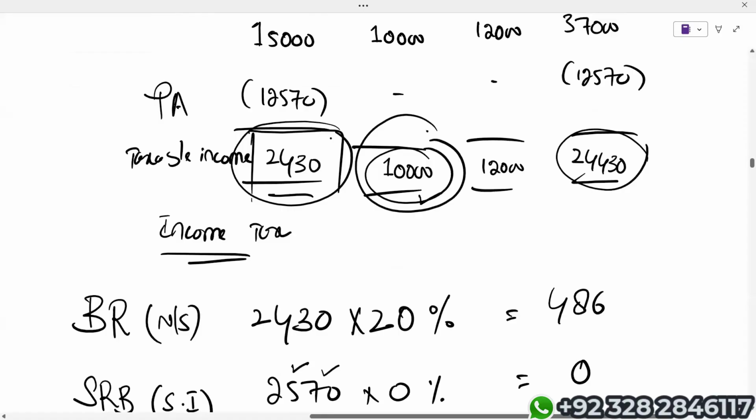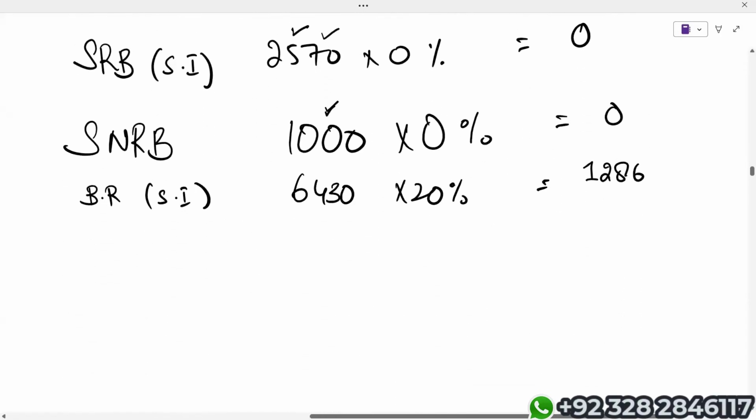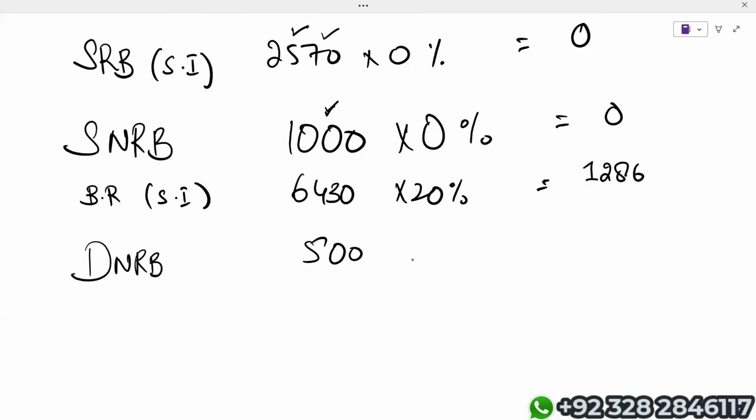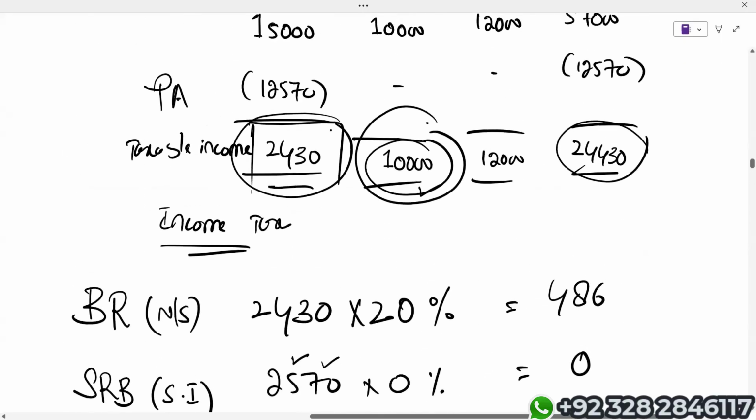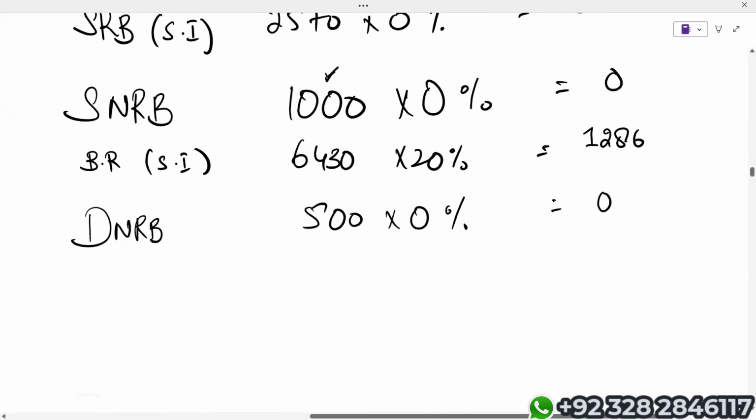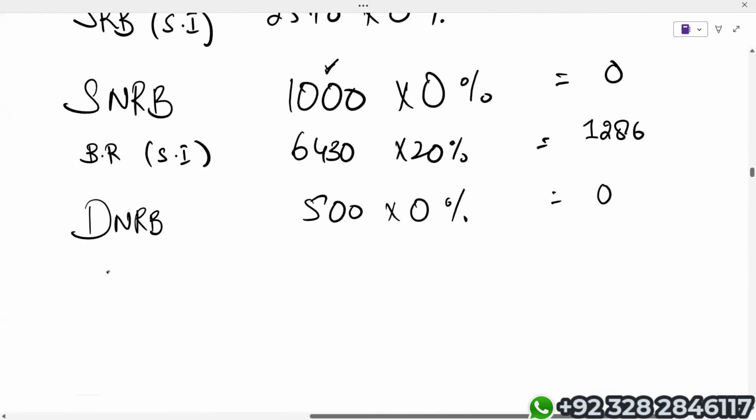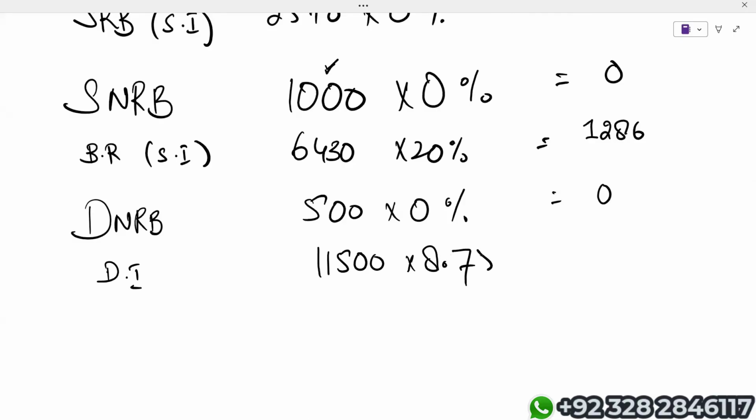Now let's move to the dividend income. And we know that every individual gets a nil rate band of 500 pounds for the dividend income. So dividend nil rate band, 500 into 0%. Out of 12,500 we have taken 500 in the nil rate band. Remaining 11,500 obviously falls in the basic rate band because this individual is a basic rate taxpayer. So dividend income 11,500, applicable rate is 8.75%.